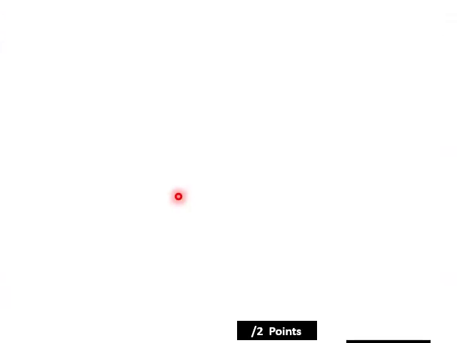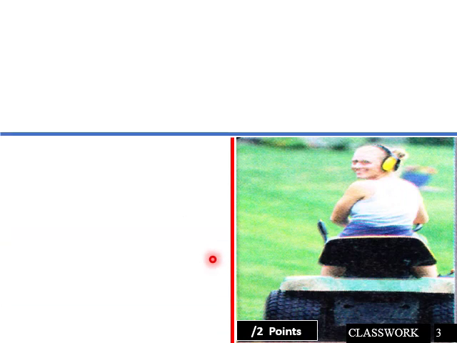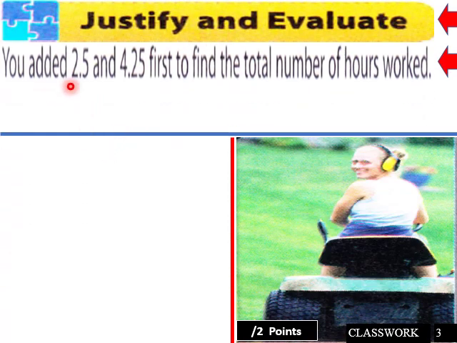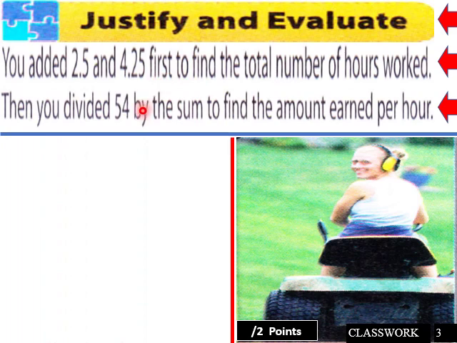Okay? So knowing that, justify and evaluate. So you added 2.5 and 4.25, right? First, to find the total number of hours she worked. And then you divided $54 by the sum to find the amount she earned per hour. That is your reasoning there.